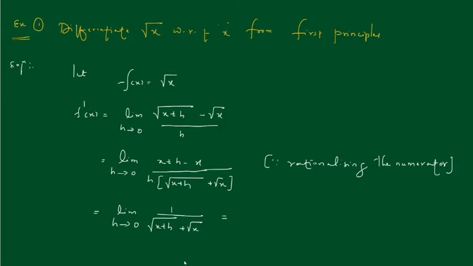Here minus x plus x get cancelled, h also gets cancelled. What we get remaining is 1 upon, when h tends to 0, root x plus root x, which is 2 times root x. Therefore, hence d by dx of root x equals 1 upon 2 root x. Got it?